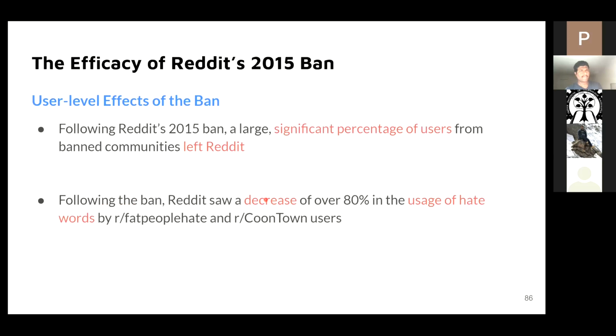What they found was results from two points of view, the user-level effect of the ban and the community-level effect of the ban. From the user-level effect, what they found was a significant portion of the users from the banned community had actually left Reddit completely. Following the ban, Reddit also saw an 80% decrease in the usage of hate words. Before the ban and after the ban, they compared the usage of keywords and found that overall there was an 80% decrease in the usage.